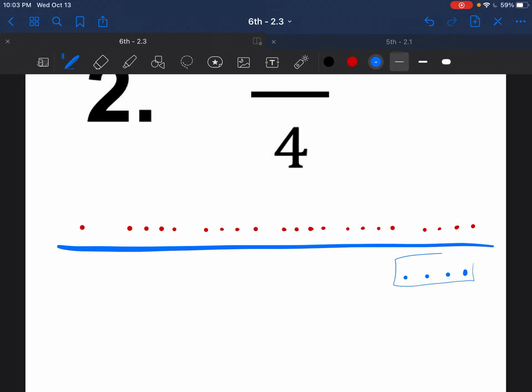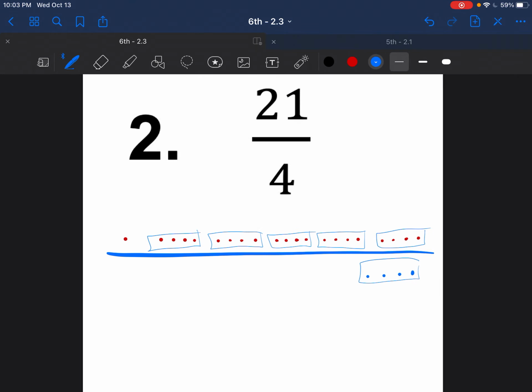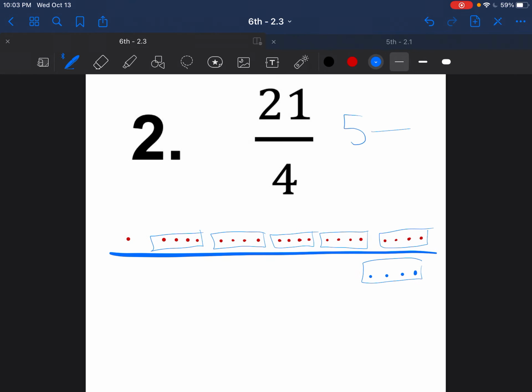Now let's see. How many times can 4 go into 21? So we have 1, 2, 3, 4, 5. So 4 goes into 21 5 times. Denominator stays the same. And what's left over? Just 1. So your answer for this question is 5 and 1/4.